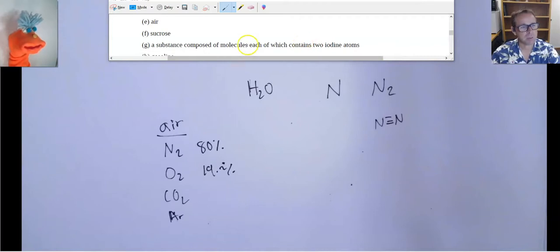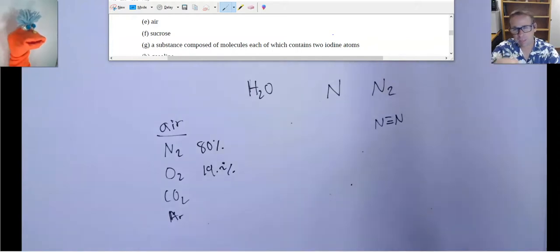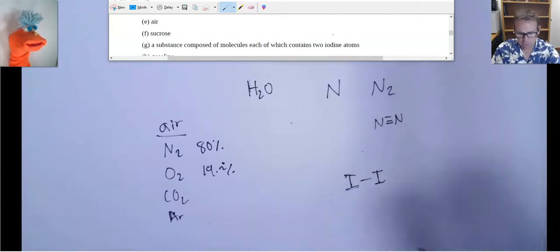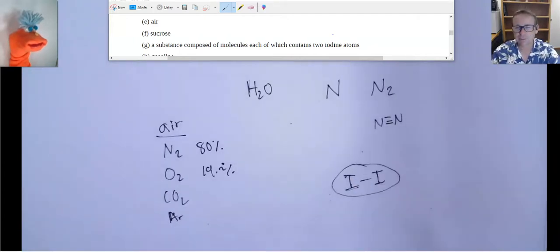A substance composed of molecules, each of which contains 2 iodine atoms. What do you think about that? Well, if it's molecules and they contain iodine, is it a compound? Sure, it's a compound. But this might be referring to a substance composed of molecules, each of which contains 2 iodine atoms. Kind of a weirdly worded problem, so we're not going to spend more time on it. But it could be referring to that, right? And that is elemental iodine.